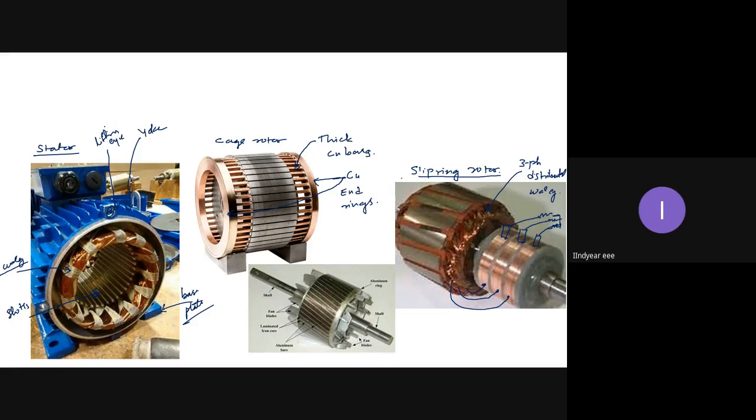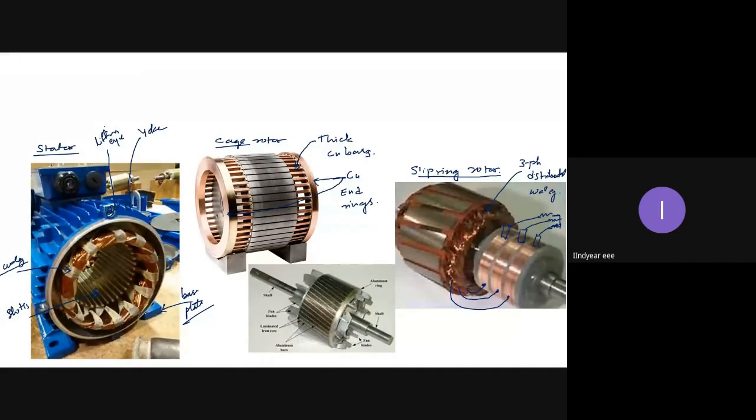When it is framed this way, it forms a cage structure, so it is known as cage rotor. In the olden days, such cages were used to catch squirrels and keep them inside, hence it is known as squirrel cage rotor. There is no scientific reason why it is called squirrel cage.